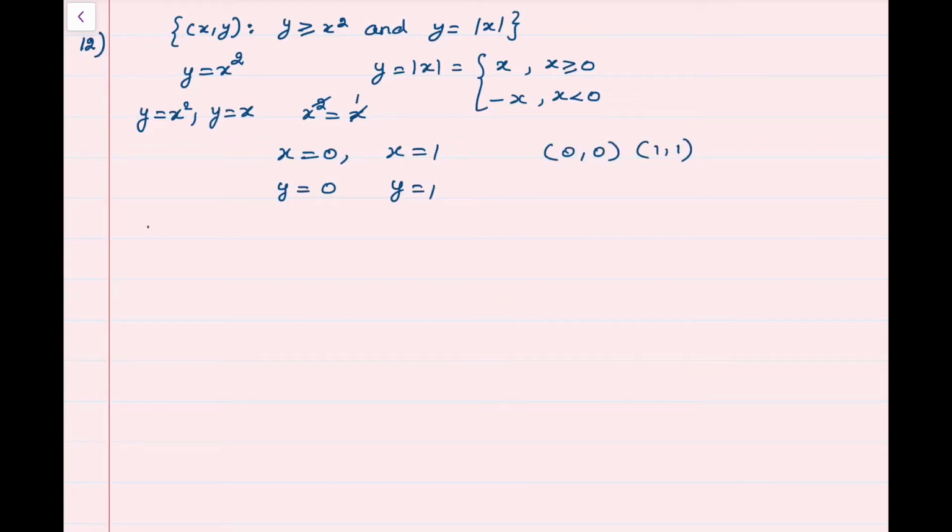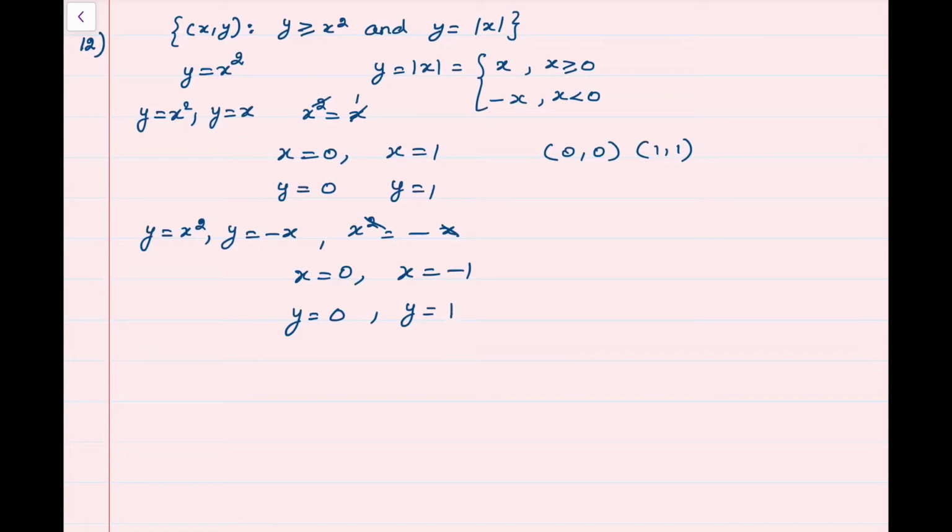Similarly, we will solve y equal to x square and y equal to minus x. X square is minus x. We will cancel x. We have to equate it to 0. X is minus 1. The corresponding y values, y is minus x in this case. If x is 0, y is 0. If x is minus 1, y is minus of minus 1, which is 1. The points of intersection are 0, 0, minus 1, 1.